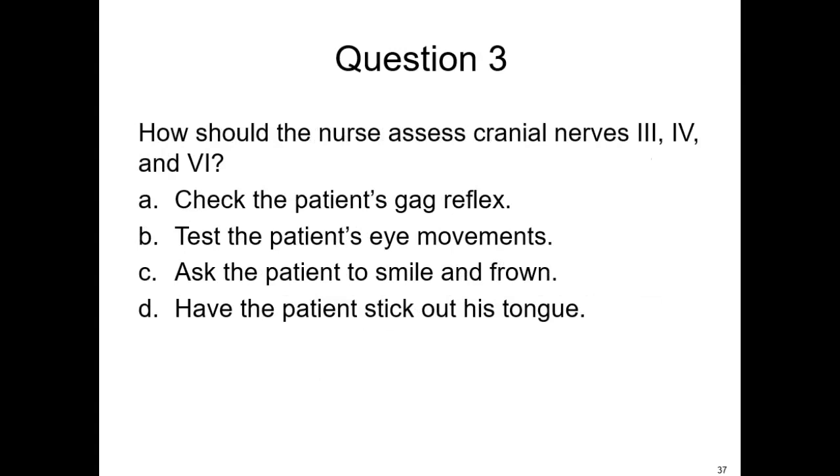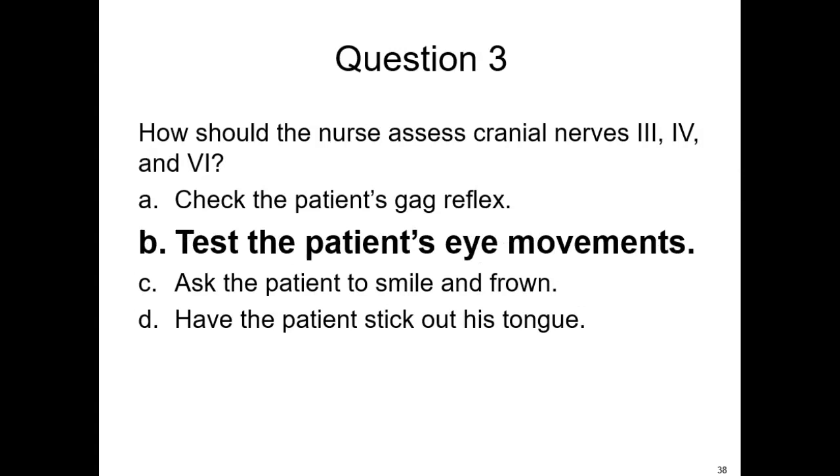All right, and the last question: how should we assess cranial nerves 3, 4, and 6? The answer is to test the patient's eye movements. The oculomotor, trochlear, and abducens help to move the eyes. They can be tested by instructing the patient to follow the nurse's finger as it moves both horizontally and vertically. If the eyes move together, that's considered conjugate gaze, and cranial nerves 3, 4, and 6 are intact. Option A, which is checking the gag reflex, is for the facial nerve. Option C is hypoglossal, and option D is number 11, or glossopharyngeal and vagus. All right, so that's that.